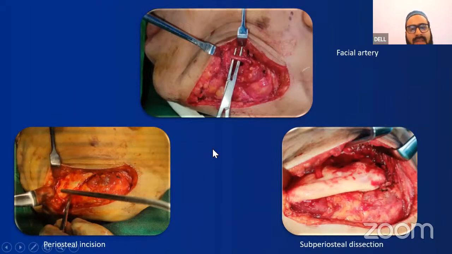After ligation and division, the flap was reflected upwards, protecting the marginal mandibular nerve. This was followed by identifying the lower border and giving the periosteal incision anteriorly and the pterygomasseteric sling posteriorly. Subsequently, the subperiosteal dissection was done to expose the entire lesion from the sigmoid notch till the opposite parasymphysis.